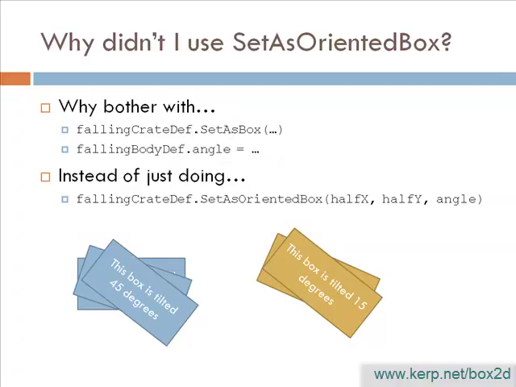You could use multiple shapes that were oriented boxes to create the slants of the W, combine it all into one body that would then be the letter W. If you're doing it just to create a crate that looks like it's tilted, don't use this function. Use the normal set as box and then tilt the body. It'll be a whole lot easier for you.